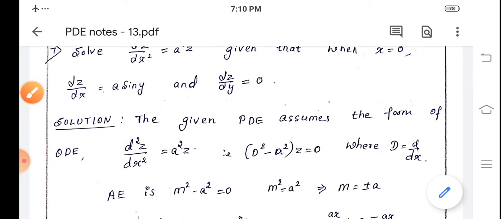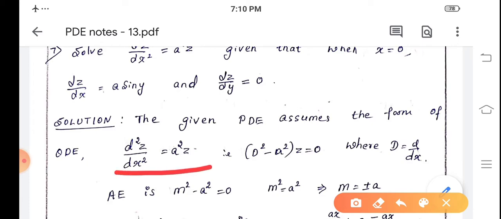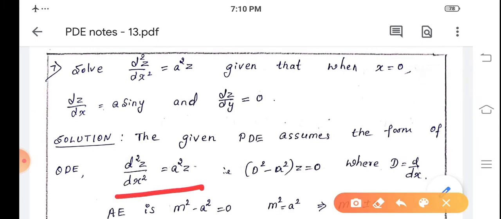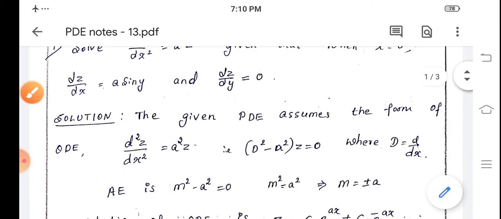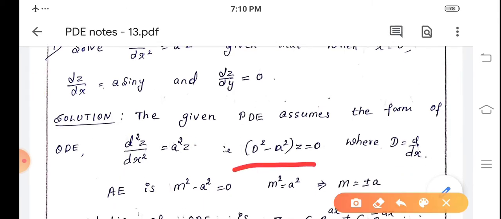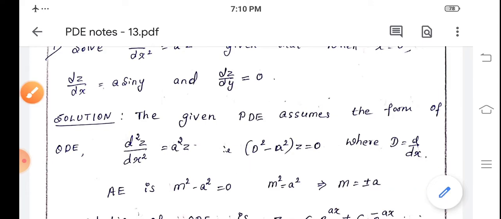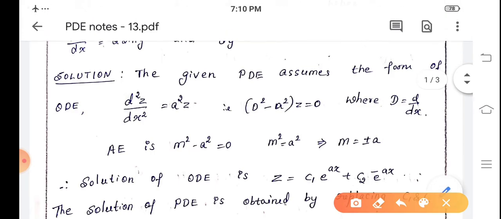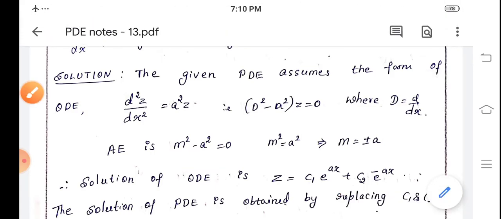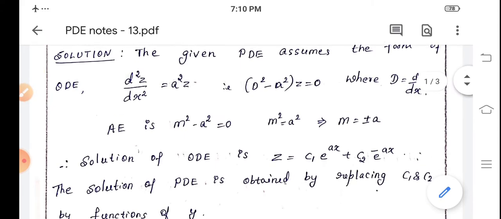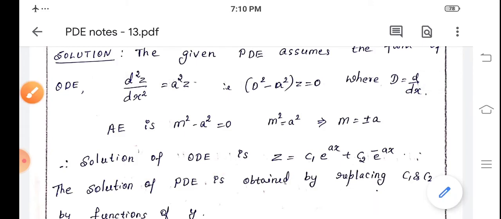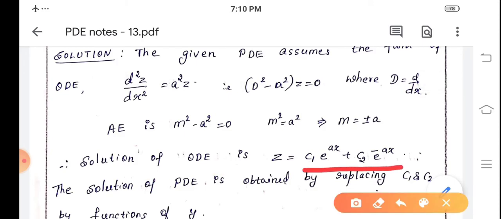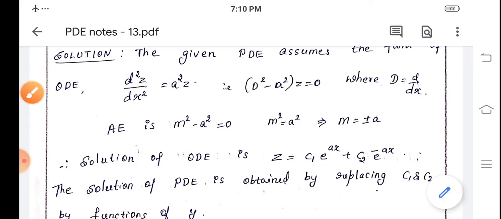We write the partial differential equation in ordinary differential equation form. That is d²z/dx² = a²z, or we write it as (D² − a²)z = 0, where D stands for d/dx. Now the auxiliary equation is m² − a² = 0, or m² = a². Now the roots will be m = ±a. Here the roots are real and distinct. Now we write the solution of the ordinary differential equation as z = c1 e^(ax) + c2 e^(−ax).